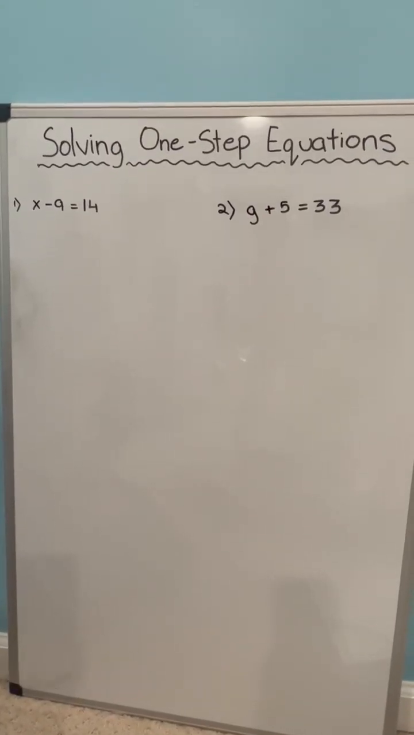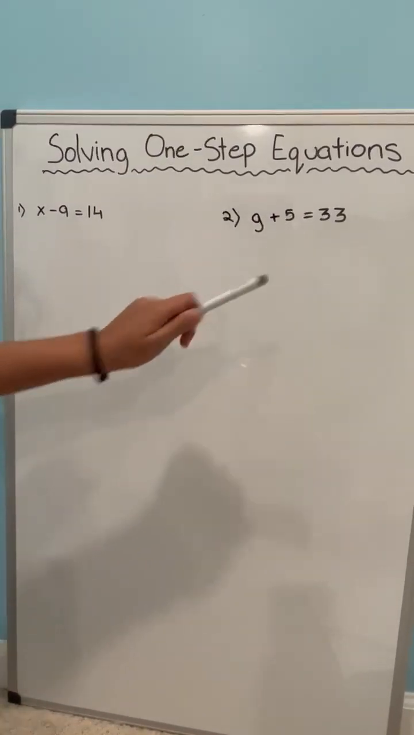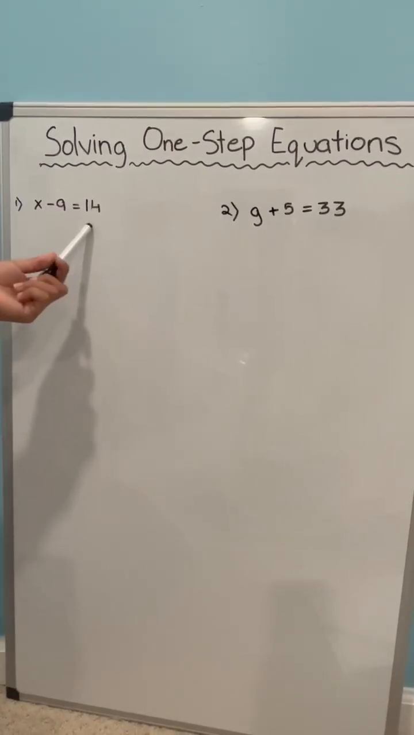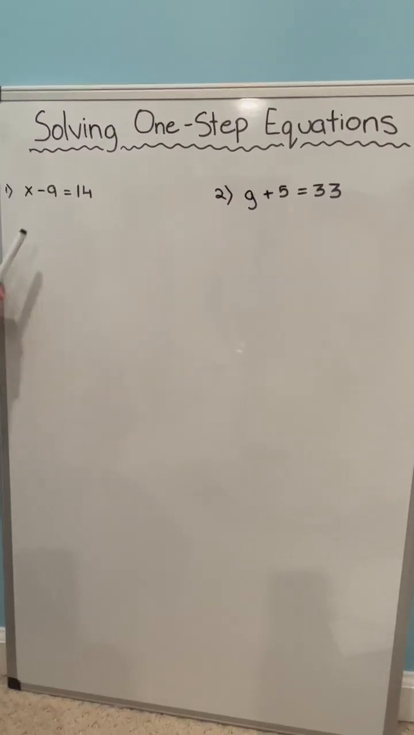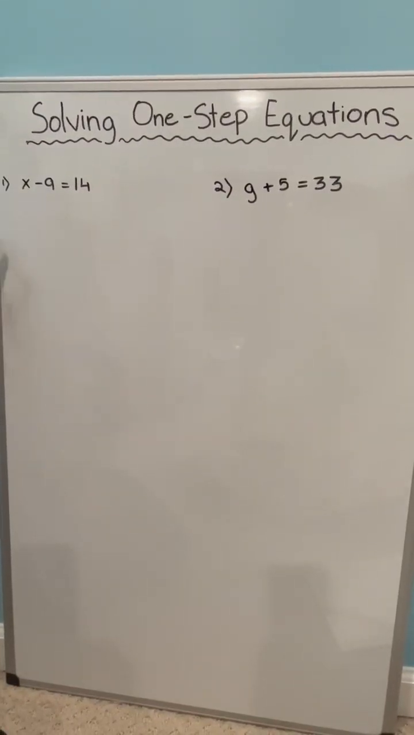So here's a crash course on solving one-step equations. Now here is our first one-step equation, x minus 9 equals 14. In a one-step equation, your main goal is to isolate x, okay?